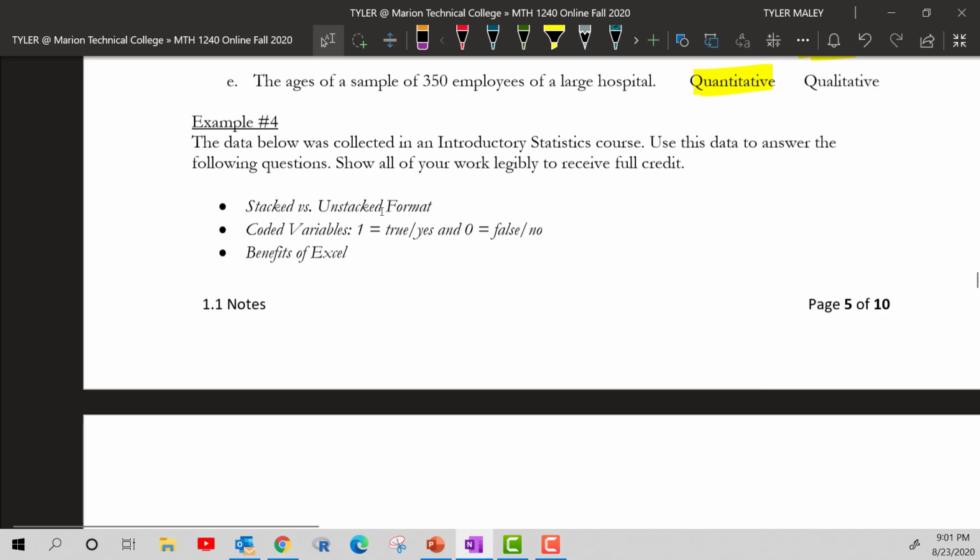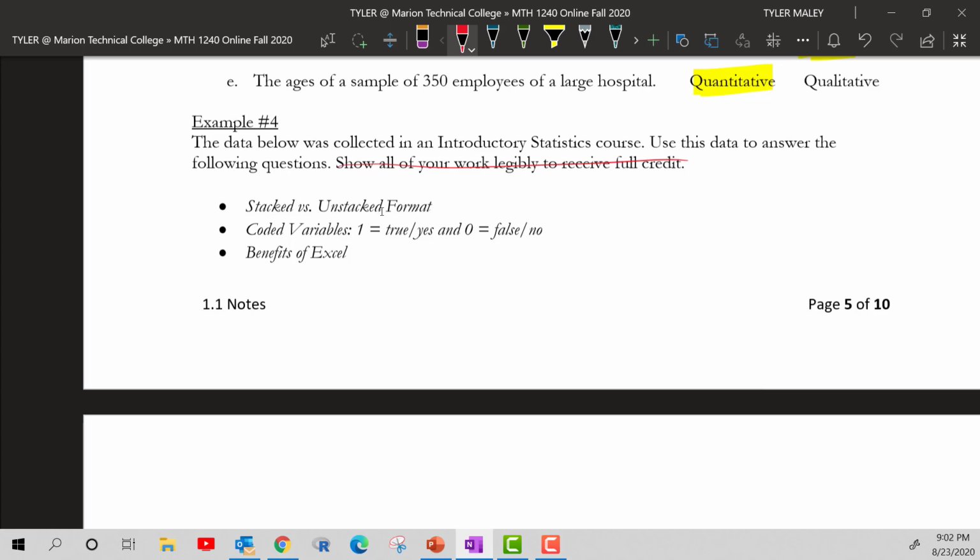So example 4 says the data below was collected in an introductory statistics course. Use this data to answer the following questions. Show all of your work legibly. Whoops, I copied this out of an old assignment. We don't need that, so you don't need this part. Well, I guess that could be in directions, but this is not for points.